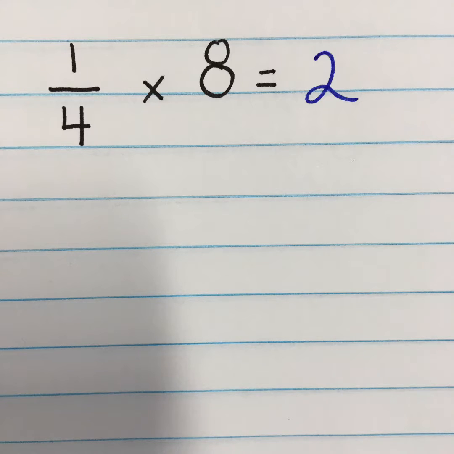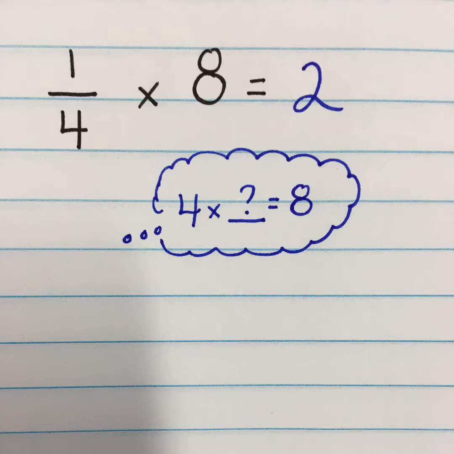1/4 times 8 is 2. You might be wondering, how do we know that 1/4 times 8 is 2? You think of 8 being divided into fourths, or 8 divided by 4, since this is a unit fraction of 1/4. And it's the same as thinking 4 times some number equals 8, or 8 divided by 4.